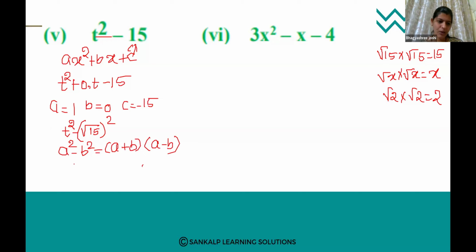Now, a value is t, b value is root 15. Observe carefully. b square value is root 15 whole square. But what is the value of b? b value is root 15. Now, substitute the value of a and b into this formula.